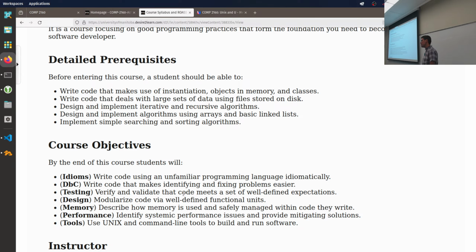You've maybe seen this a little bit in 1020 already, depending on when you went through, but we're going to keep talking about that. We're going to be talking about memory from a general perspective. This is getting you toward Comp 3430 operating systems, but we're just taking little baby steps to start. We're going to be talking about performance: how do we identify issues with code that's going too slow, and how do we fix those problems? How do we try to make it faster? And we're going to be spending lots of time looking at tools, so Unix and command line tools to build and run software.